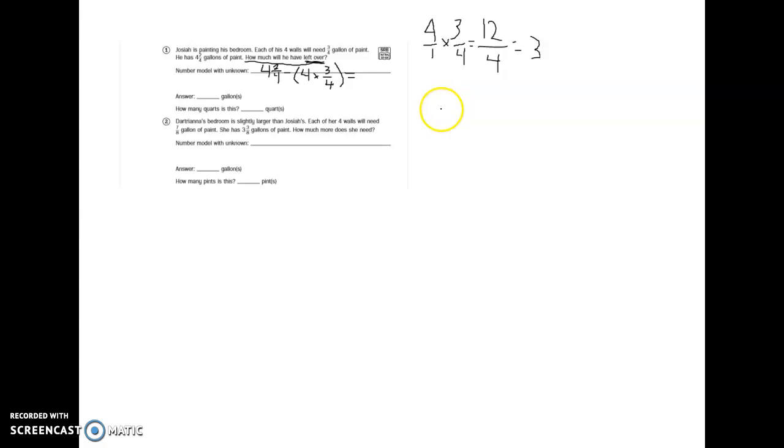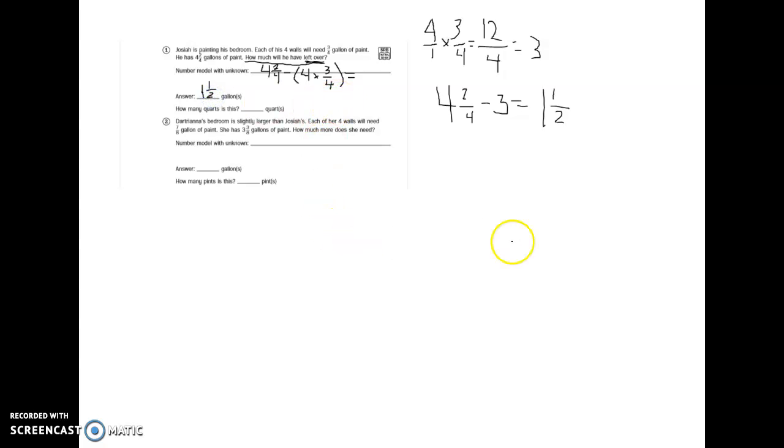So next, I'm going to have to subtract my 4 2/4 minus the 3 gallons that he uses, and that is going to get me 1.5 gallons. Now, how many quarts is this? We know that there's 4 quarts in a gallon.